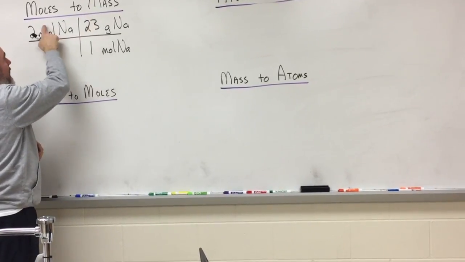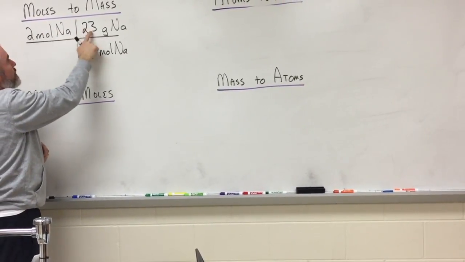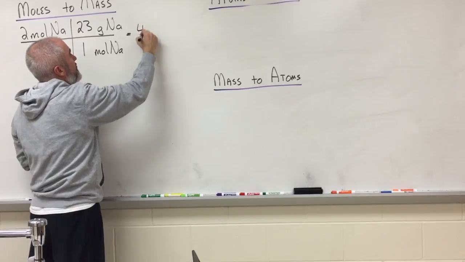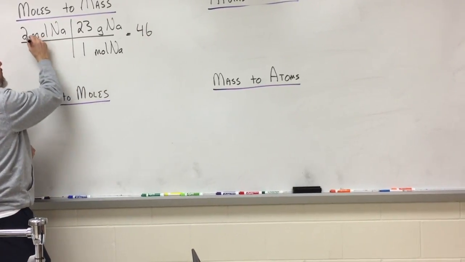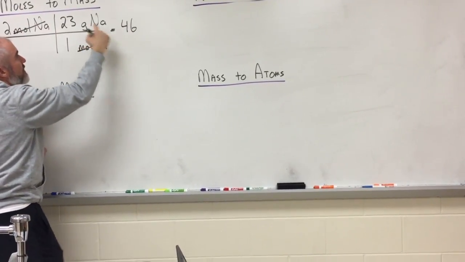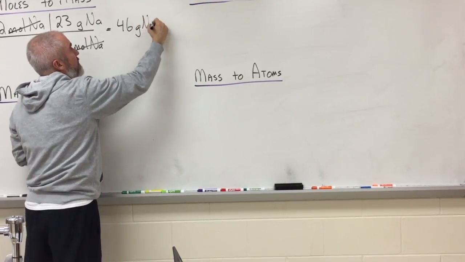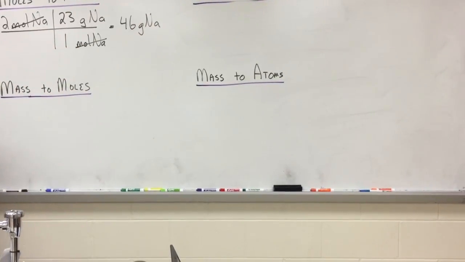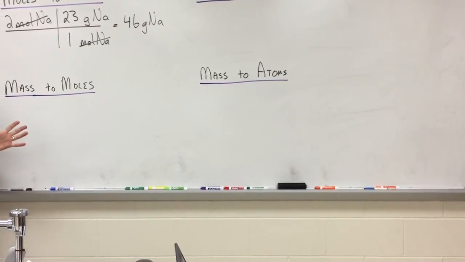When we do things on the top, side by side, they multiply. So 2 times 23 is 46. And notice that moles of sodium cancel, and that leaves us grams of sodium. Okay? So we just do it right like that, and that should work out fine.